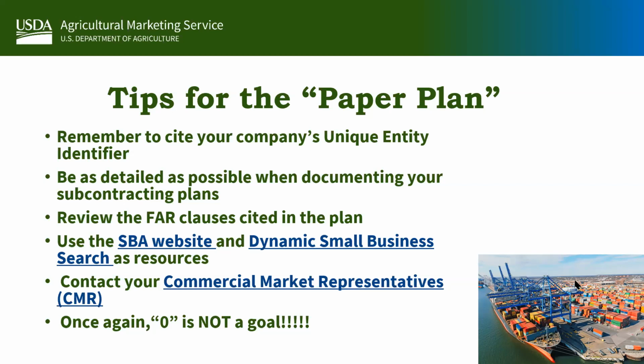SBA has 6 CMRs that assist large businesses to help find those socioeconomic programs they tend to struggle finding. So if you're having trouble finding a woman-owned small business, or you're having trouble finding HUBZones, you can contact your CMR designated in your area. By visiting the SBA website, you can find out who your CMR is and they can work with you. And once again, I have to say it, 0 is not a goal. And trust me, this is not the last time you will hear this in this presentation.